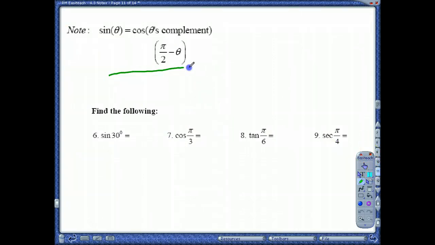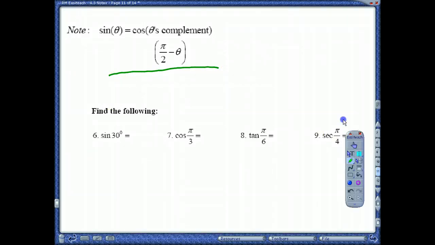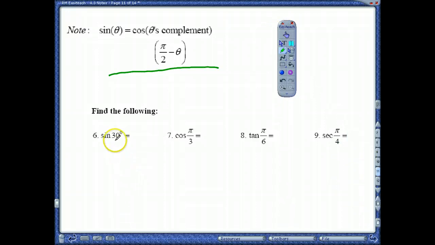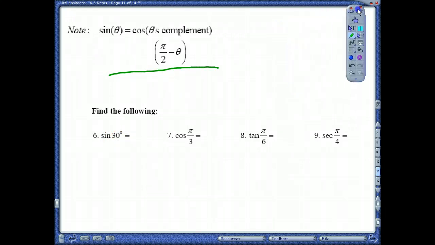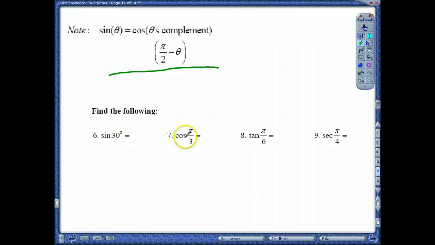Okay, so this is spelled out again for you. The sine of one angle is equal to the cosine of its complement. They're going to ask you to find things without the use of a calculator, so we have to know these cold. Now notice I'm asking you to find the sine of 30, the cosine of pi over 3, the tangent of pi over 6, the secant of pi over 4.